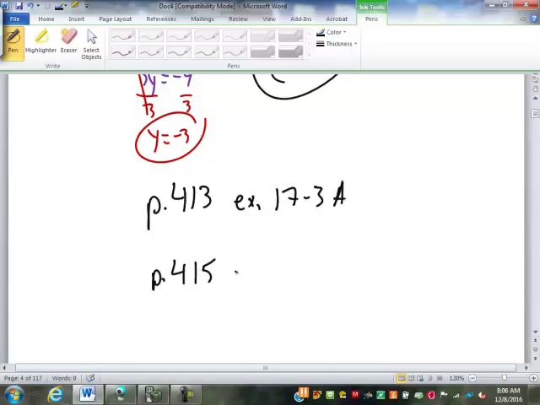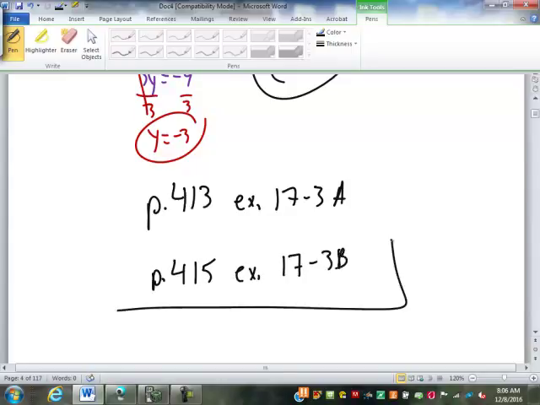You don't dare miss print reading. So, yeah, page 413 and 415, it's exercise 17-3A and 17-3B.